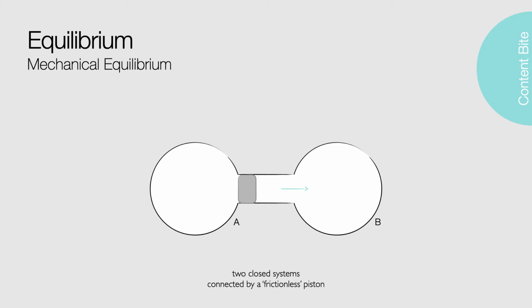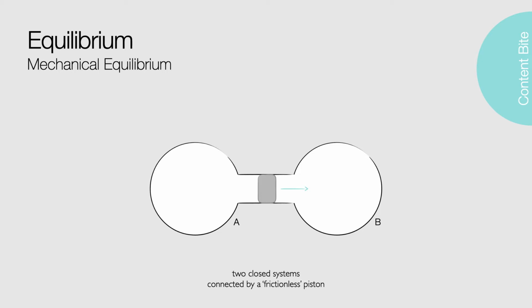If we have 2 systems, each containing a gas connected by a frictionless piston, and my piston moves, in this case from left to right, I can say that when the piston was moving, the pressure in the left-hand system, system A, was higher than that on the right, system B, and when the piston came to a stop, the pressure was the same in both of my containers.